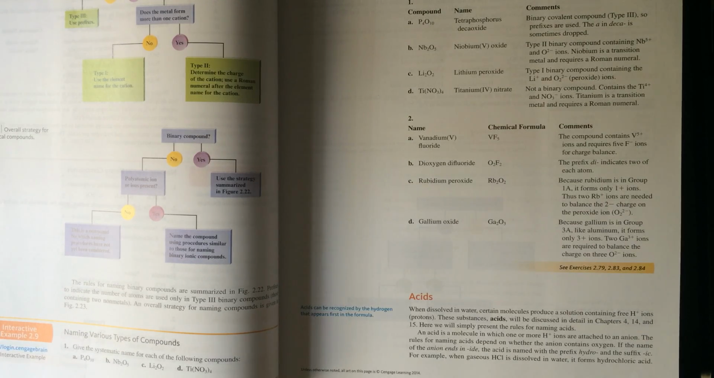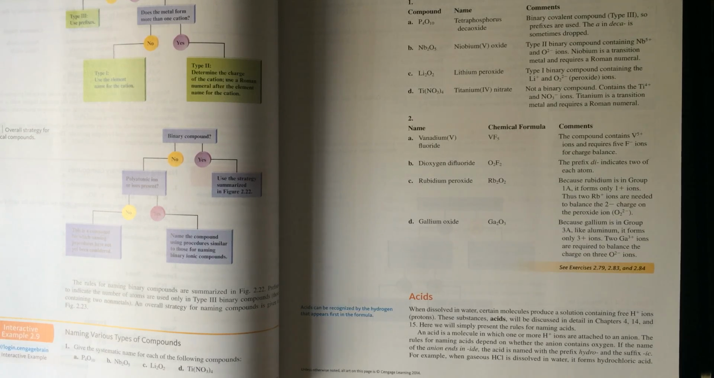When dissolved in water, certain molecules produce a solution containing free H+ ions. These substances, acids, will be discussed in detail in Chapters 4, 14, and 15. Here we will simply present the rules for naming acids. An acid is a molecule in which one or more H+ ions are attached to an anion. The rules for naming acids depend on whether the anion contains oxygen.